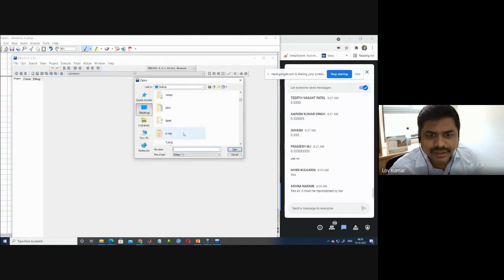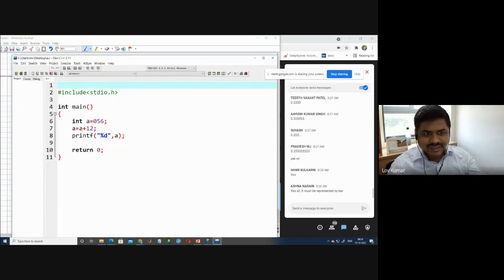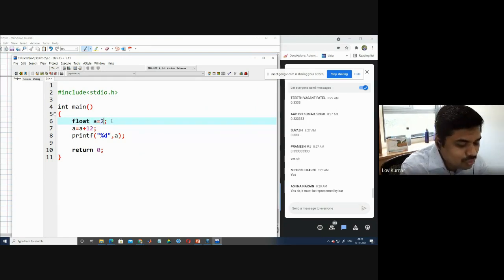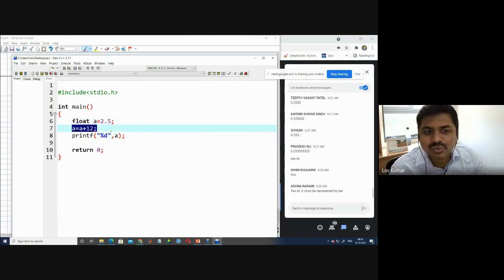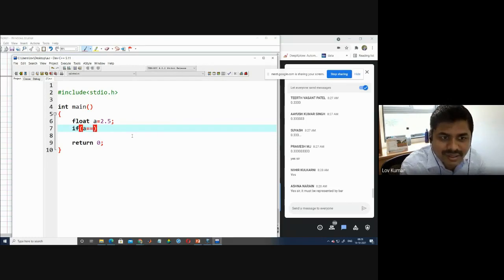I'm going to open a .c file. Now you can see the magic here. If I am going to write here float, float means you are going to represent a real number. Float a equal to 2.5. And then we are writing if. If means basically the condition. We will see in more detail what is meant by if.